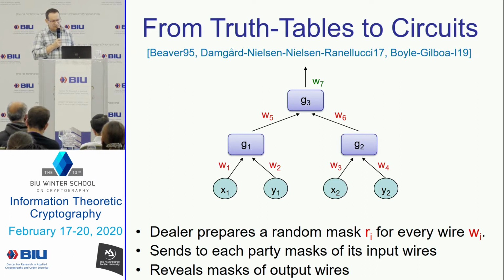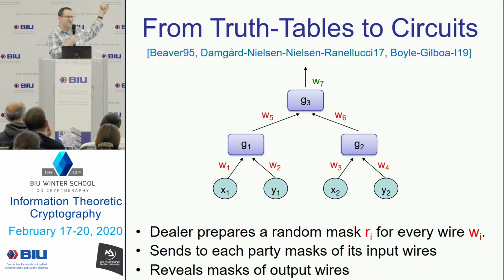So what does the dealer do? The dealer prepares a random mask for every wire in the circuit. So wire Wi has mask Ri. It sends to each party the masks of the input wires owned by this party. So say that the X inputs are owned by Alice and the Y inputs are owned by Bob. Alice gets Rx1 and Rx2, and Bob gets Ry1 and Ry2. And the mask of the output wire is made public, because the output wire has to be public anyway.